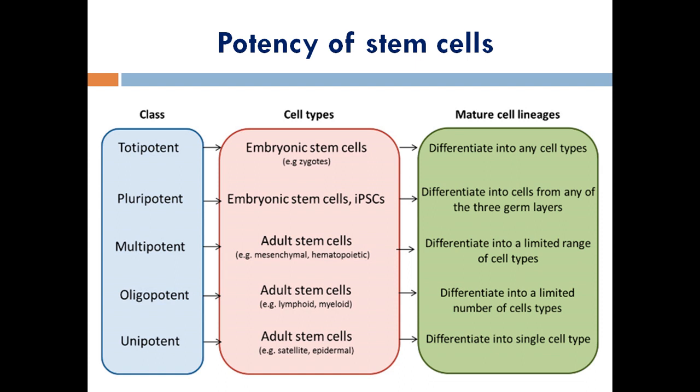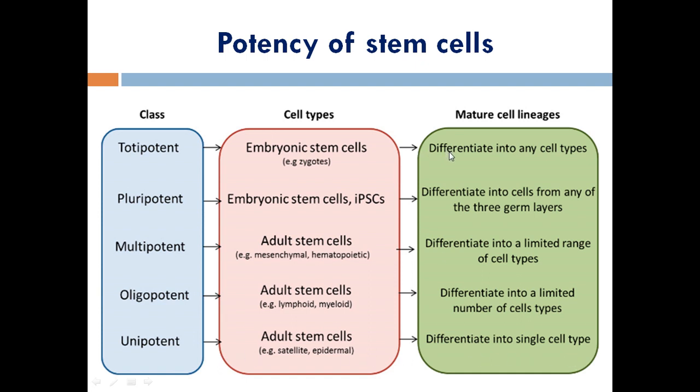Totipotence is the ability of a single cell to develop into a whole organ or a whole body; we call it totipotency. Pluripotence means differentiating into cells from any of the three germ layers. Multipotent differentiates into a limited range of cell types. Oligopotent differentiates into a limited number of cell types. Unipotent differentiates into a single type of cell. Uni means single, so it differentiates into a single cell.